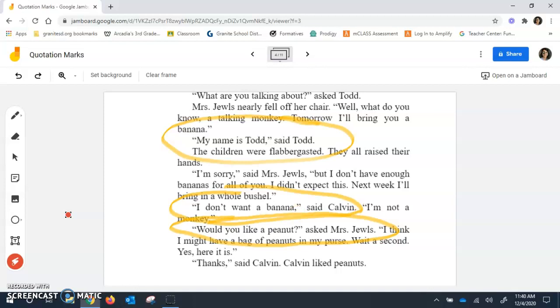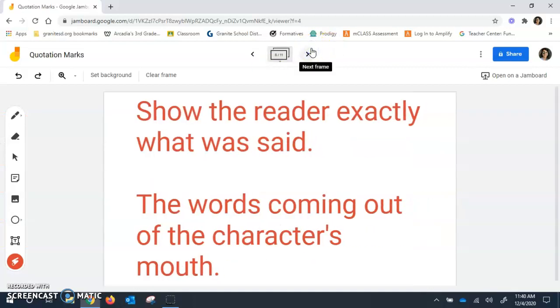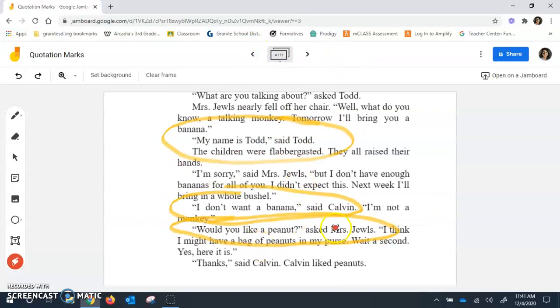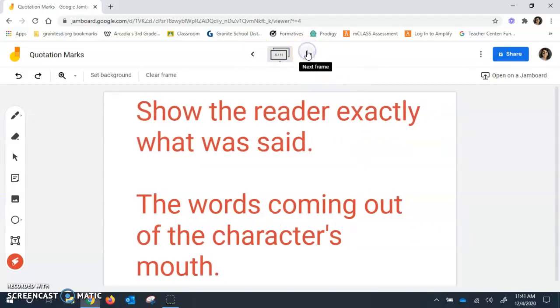"Would you like a peanut?" asked Mrs. Jules. So she's asking a question. Our question mark, you'll notice, goes in between the last letter of the word and our quotation marks. It's held in the quotation marks because it's part of the question. So quotation marks, just to review, show the reader exactly what was said. So I know exactly what came out of Mrs. Jules's mouth and Calvin's mouth. And that's exactly what I said, the words coming out of a character's mouth.